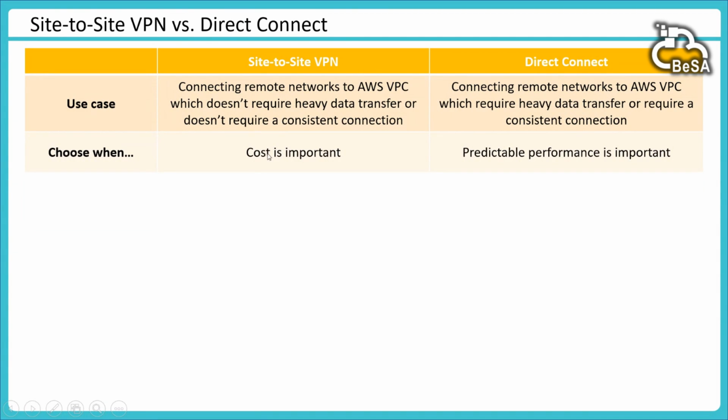Choose site to site VPN when your cost is important. You don't want to pay a lot of money for data transfer. You have a small amount of data to be transferred, and the priority is cost, not performance, not consistency. That time site to site VPN is a good choice.